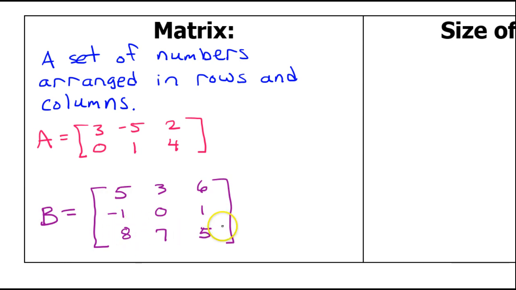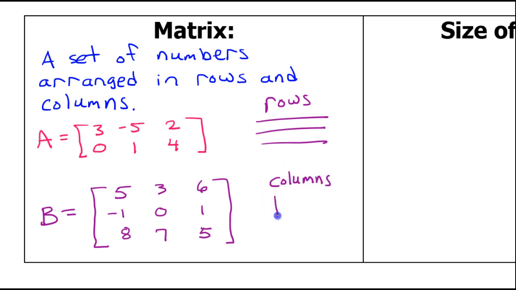Here's another matrix that I just made up off the top of my head. I'm calling it matrix B. It has three rows, one, two, three, and it also has three columns. One column, two columns, three columns. So notice that when I talk about rows, rows go like this. All right, rows are horizontal. When I talk about columns, I'm talking about numbers that are in vertical lines like this.